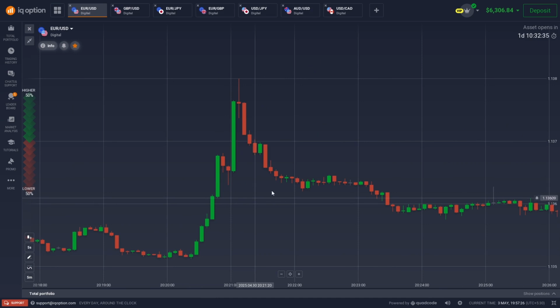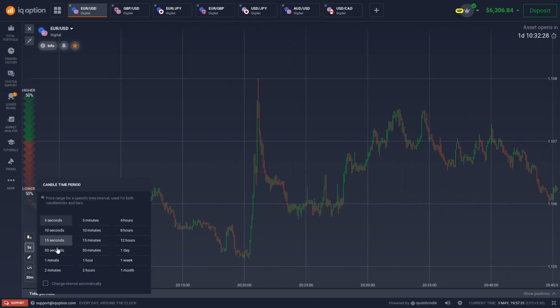Once you have a reversal pattern on the 5-second chart, you will enter here for 1 minute expiry and the price will go down and you will book profit.